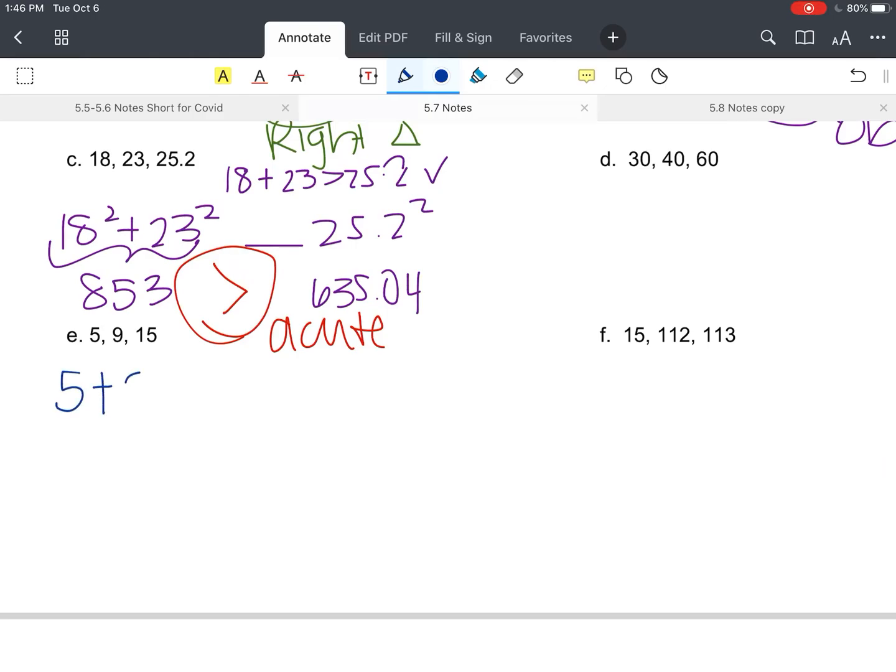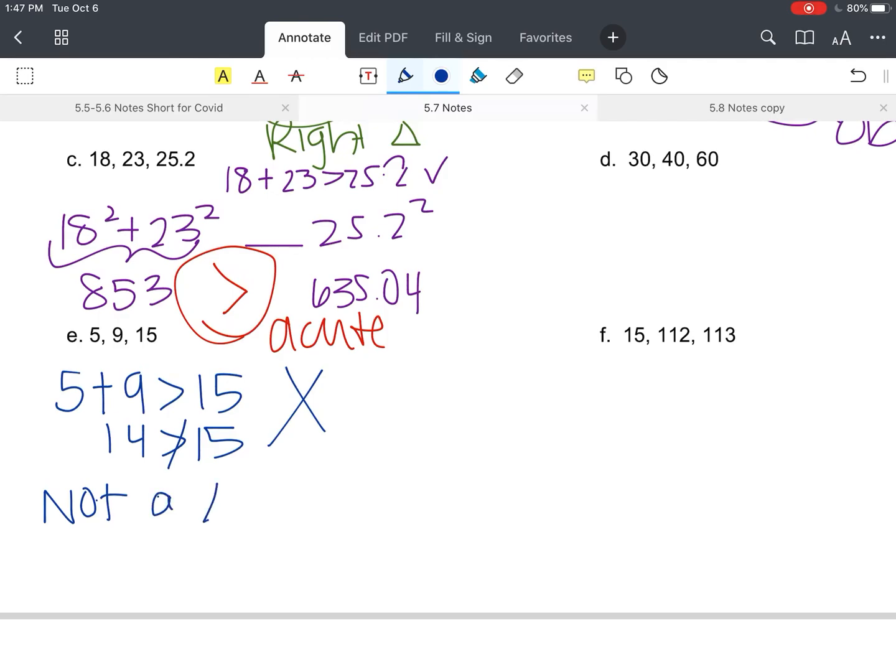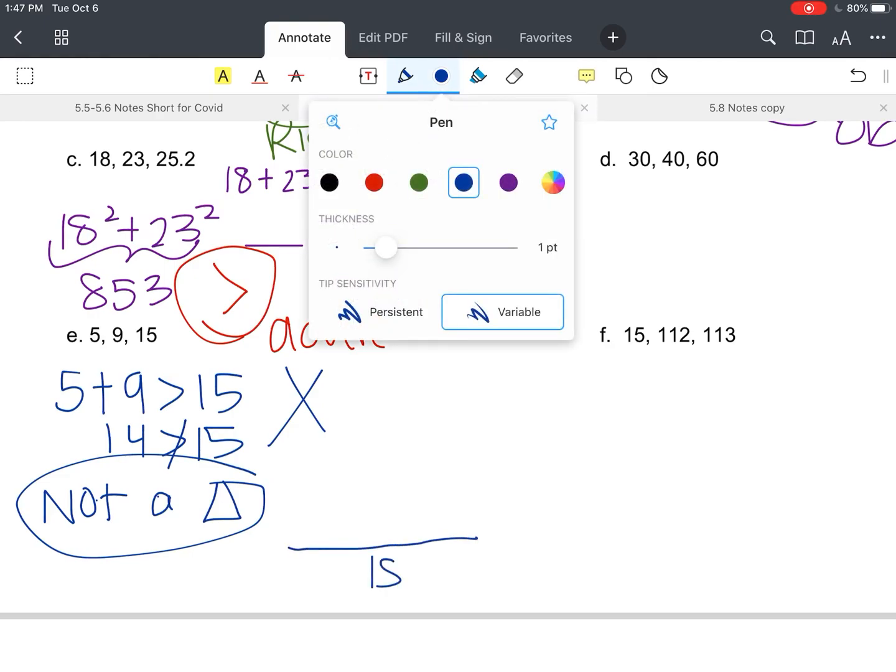Lastly, letter E. I'm going to first check to see if it's a triangle. So I'm going to do 5 plus 9 is greater than 15. This is actually not true because 14 is definitely not bigger than 15. This is not going to be a triangle. So we don't actually have to go any further. We don't have to do the Pythagorean theorem converse. That's just going to be our answer. It can't be an obtuse triangle or an acute triangle if it's not a triangle at all.